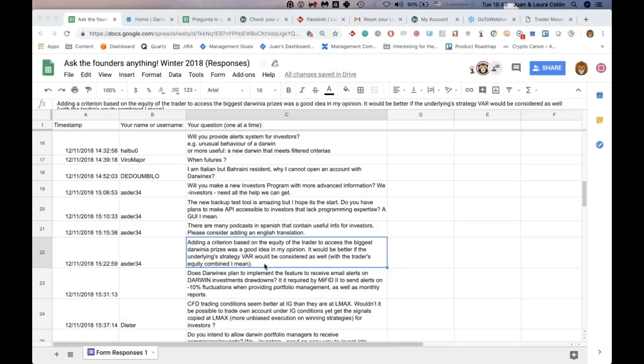we could probably also consider the equity invested in his own Darwin as part of the equity considered for the price. This is something a lot of people have requested, and we probably will, but not in the short term.